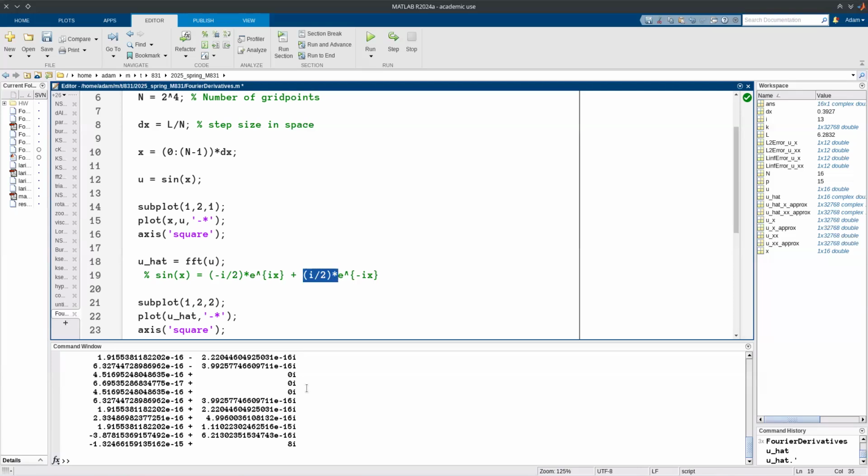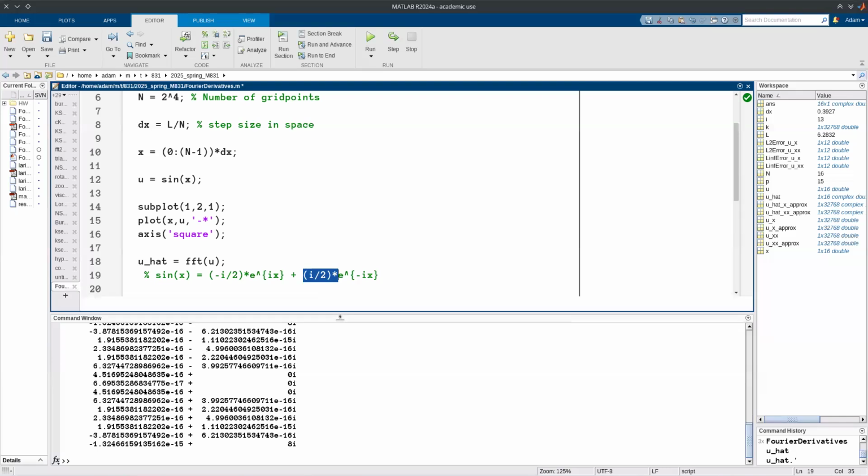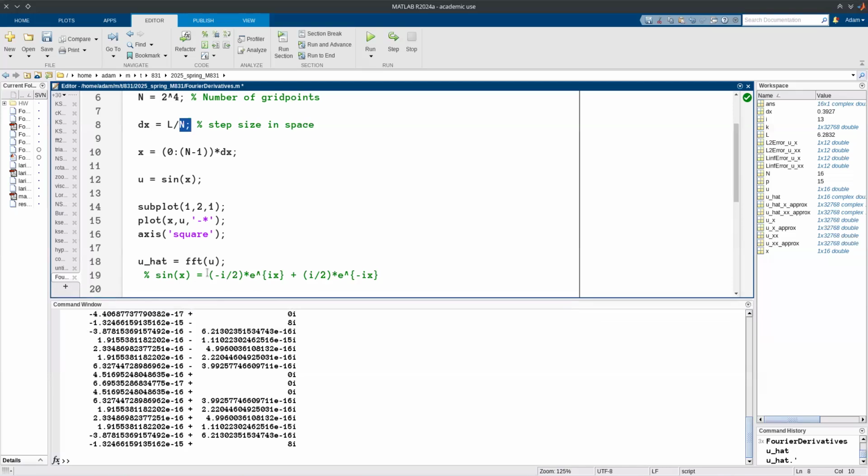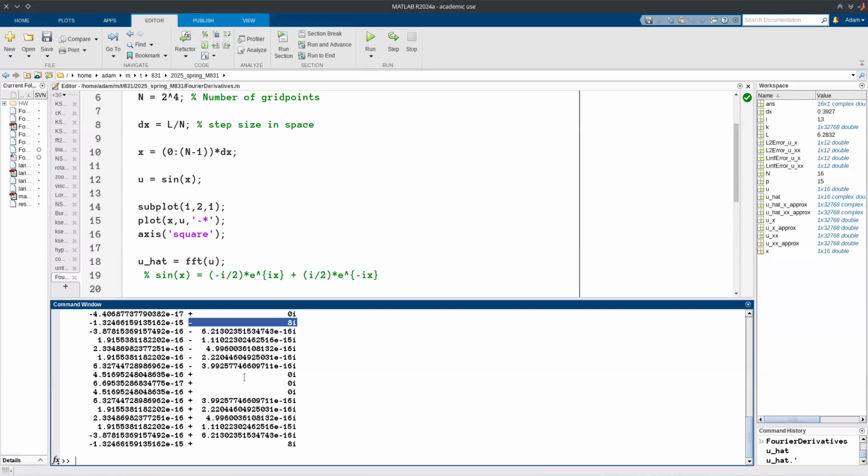Now, Matlab, when you use the FFT, doesn't actually compute the discrete Fourier transform exactly. It computes n times the Fourier transform, where n is your number of grid points. So what we're actually seeing from the Fourier transform is n times this. So n times negative i over 2 is negative 8i. And the other one is 8i.